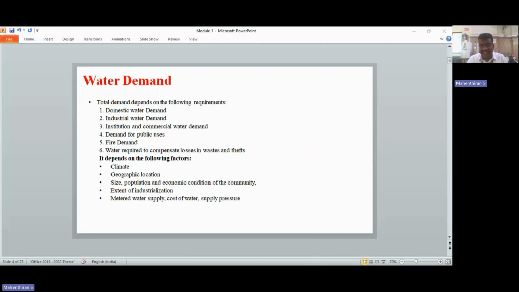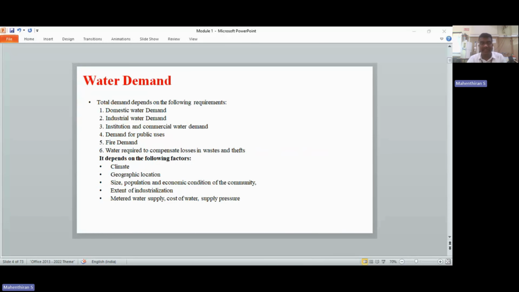Now that we understand the components, let us see what factors influence the water demand. The first one is the climate. In hot climates, people consume more water for drinking, bathing, and cooking. Whereas in colder regions, water demand is comparatively lower. So, temperature and weather conditions directly affect the water usage.